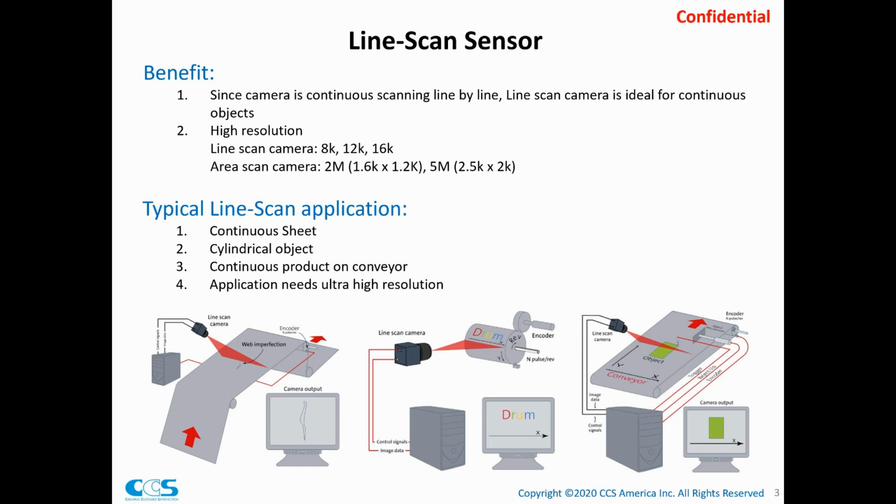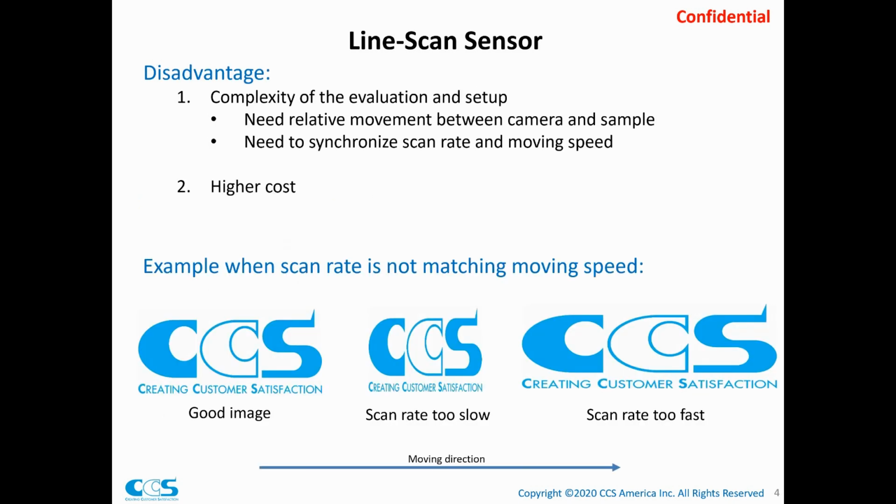But anything has both sides. This is the advantage of the line scan, but line scan also has some disadvantages. One disadvantage is really obvious, which is the high cost. Usually line scan camera and line scan light will be more expensive than area scan. And the other more important disadvantage will be the complexity. For area scan, when we do the evaluation, it's quite simple. We just need to have a camera stand, and then we can just begin to test the light.